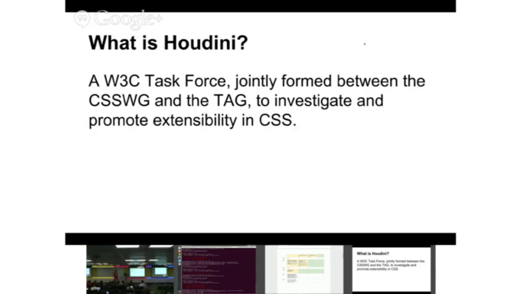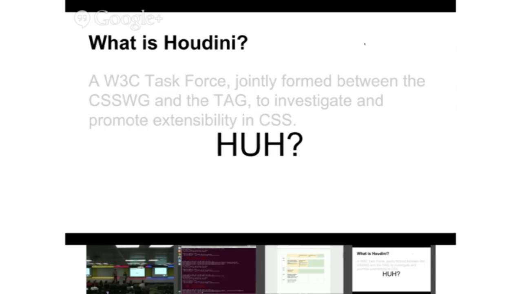All right, so what is Houdini? Houdini is a W3C task force jointly formed between the CSS working group and the TAG to investigate and promote extensibility in CSS. Wow. Okay, so some of you might know what all of these things mean, and some might not. I'm going to assume that there are people who aren't familiar with the inner workings of the W3C and go through all of the bits.